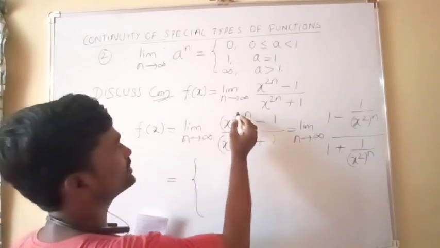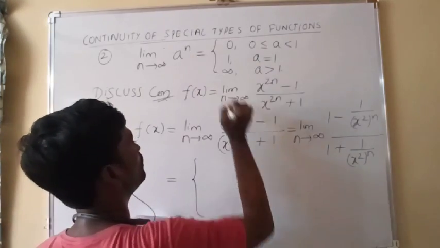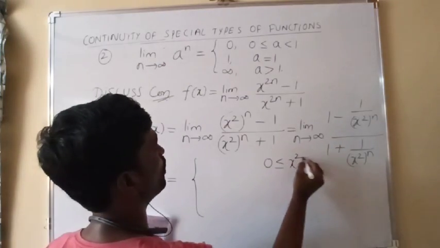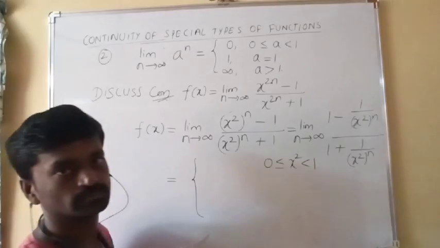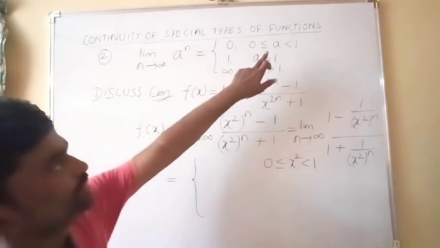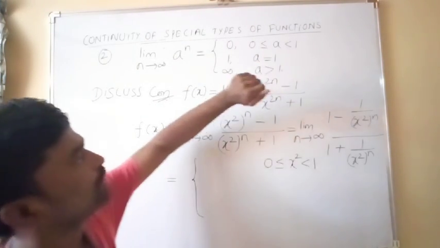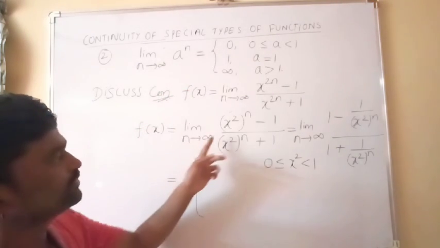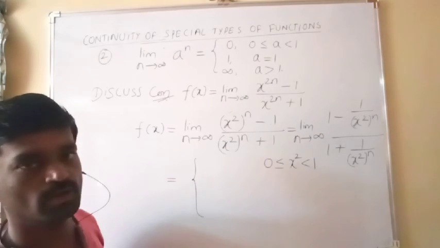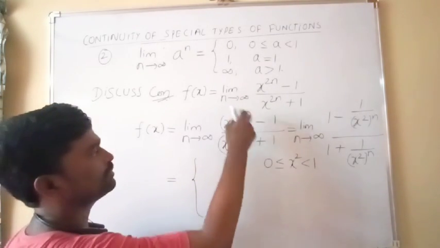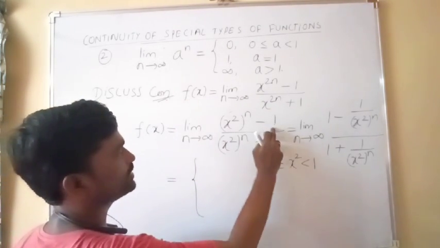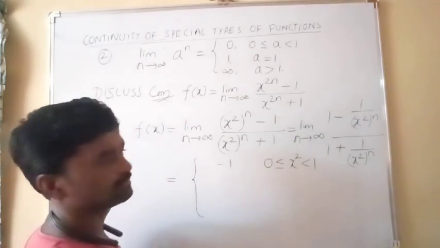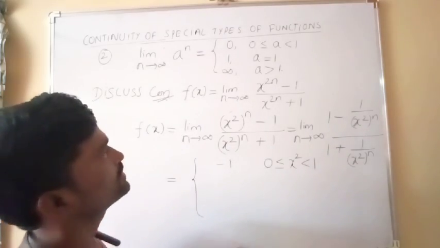Suppose here this number is x square instead of a. Suppose this x square lies between 0 and 1. So if a lies between 0 and 1, what is the limit as n tends to infinity of a power n? 0. Then the limit as n tends to infinity of x square whole power n, what will you get? 0. So this part becomes 0. So 0 minus 1 by 0 plus 1, what will you get? Minus 1.